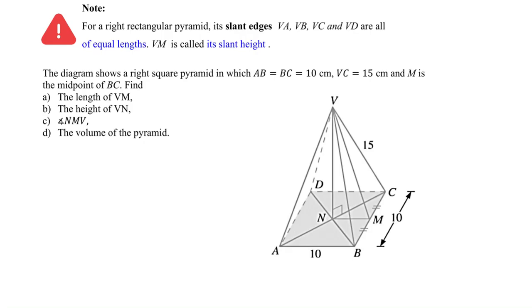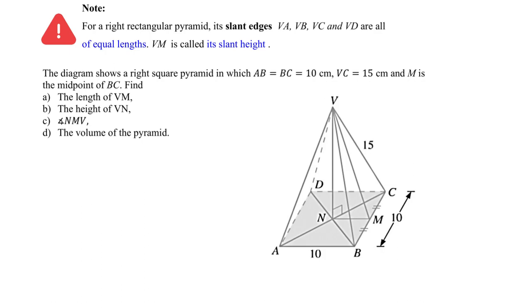Hello everyone, welcome to this question where we are given a right square pyramid. So AB and BC are equal to 10 cm, VC is 15, M is the midpoint of BC, find VM.